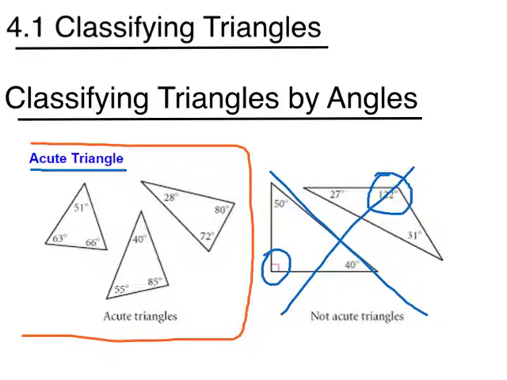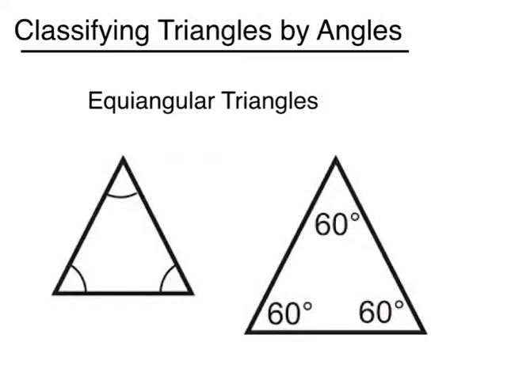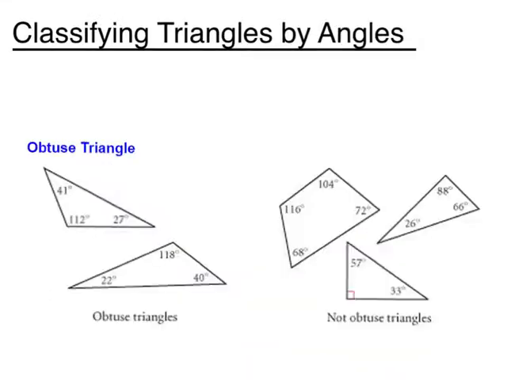Alright, let's move on to the next one. The second way to classify triangles by angles is equiangular triangles. Now equi comes from equal, and angular is for angles, so that means all the angles are equal, and in a triangle that has to be 60, 60, 60, because they all have to add up to 180 degrees. So an equiangular triangle is always going to be 60 degrees for each angle. Alright, let's move on to the next one.